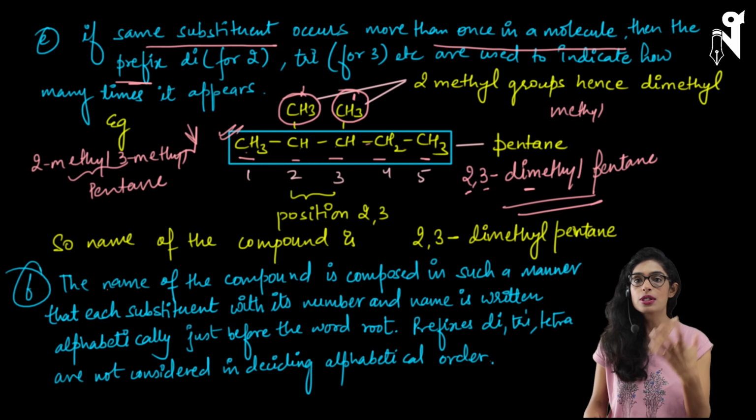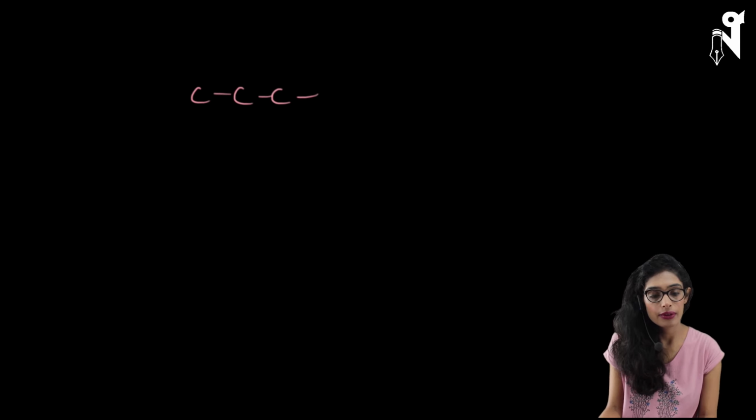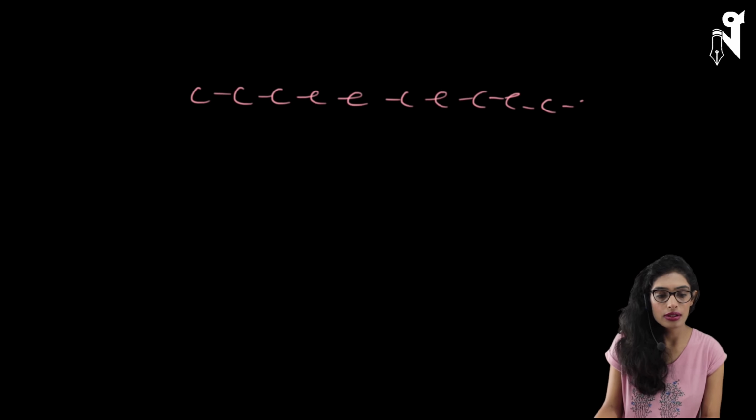arrangement of the substituent names. So let me just explain what I'm trying to tell you. Let's say if I have a chain like this. So this is how many carbons? 1, 2, 3, 4, 5, 6, 7, 8, 9, 10, 11 carbons. Okay, let's make it 10 carbons only.